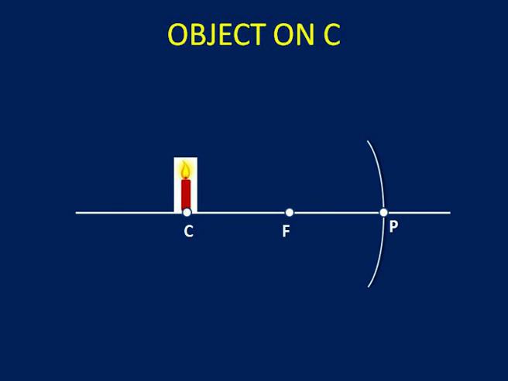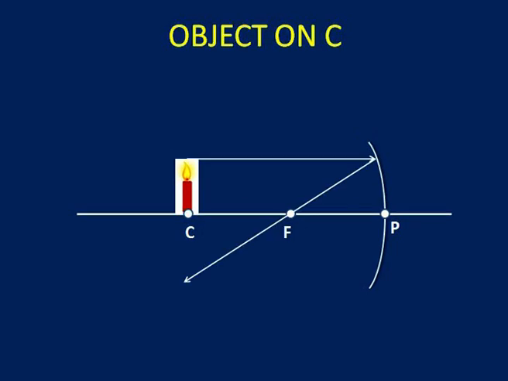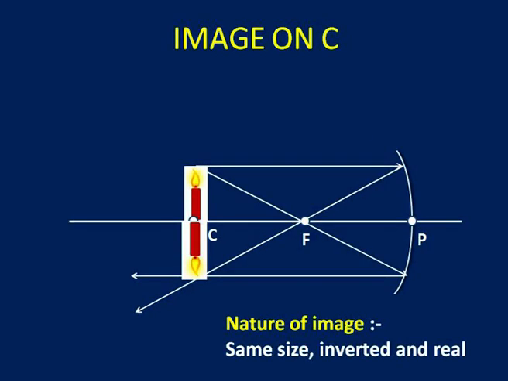Object on C, that is, according to the experiment, it is 40 centimeters. Now we will see where we are getting the image. The principal axis, pole, focus, center of curvature. Object is placed on the center of curvature. A ray parallel to the principal axis, how does it pass? Yes, it passes through the focus of the mirror. Now, a ray passing through the focus of the mirror.